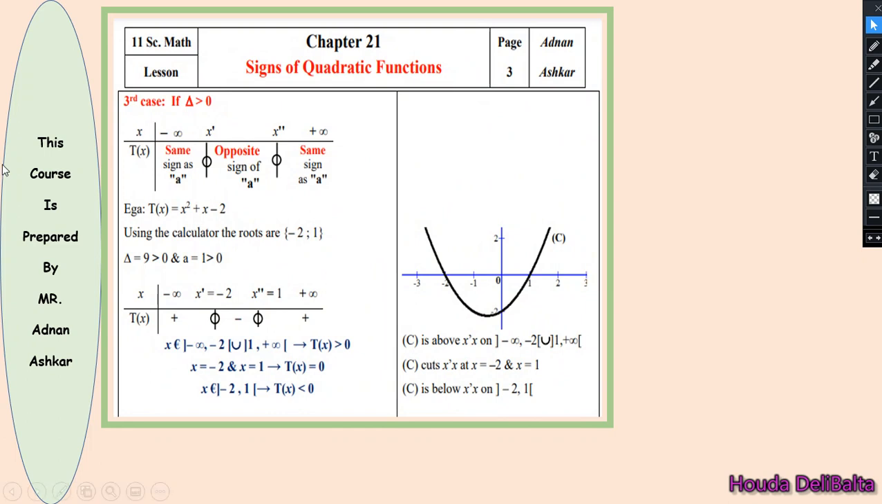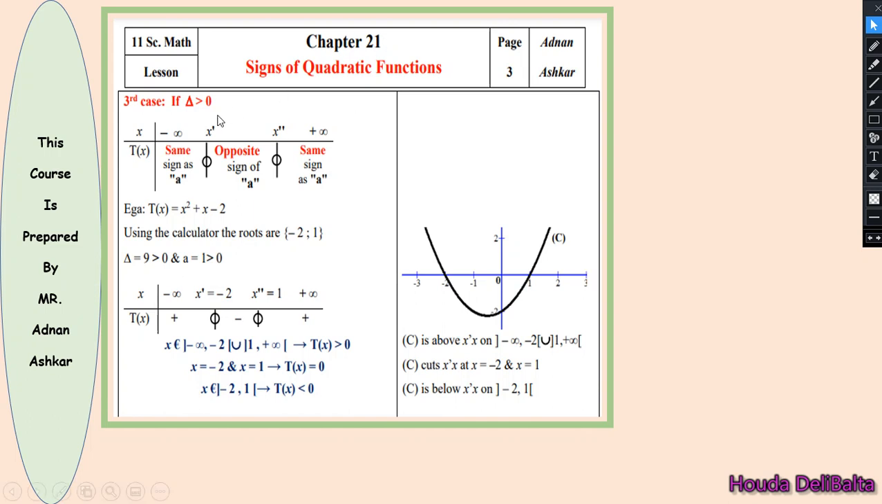If delta of a quadratic function is negative, then there are no real roots and the function takes the sign of a. If delta of a quadratic function is 0, then there is one double root, and the sign before the root and after the root on the table of signs is according to the sign of a, so it takes the sign of a.